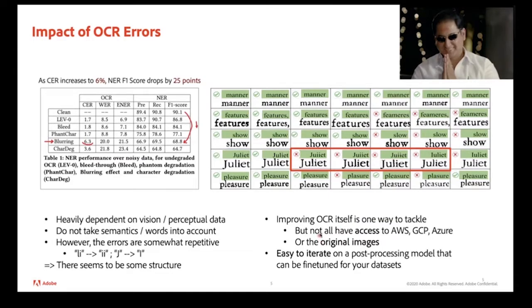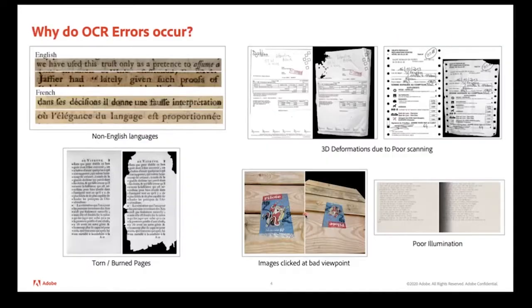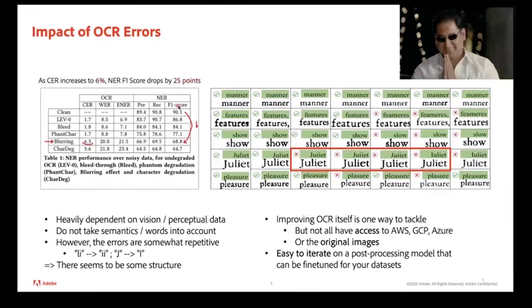A post-processing step with a post-OCR model makes sense so that you can iterate over it more frequently and actually fine-tune it to your datasets. We can see that the errors are kind of image specific, or dataset specific. It could be that you have a certain historical document with a certain language, so you can fine-tune your post-processing step to that language.